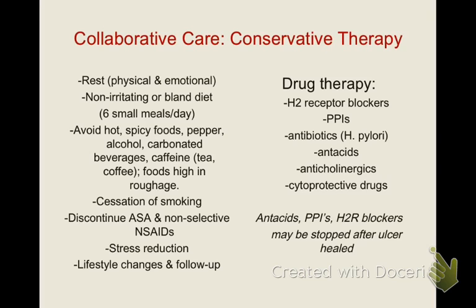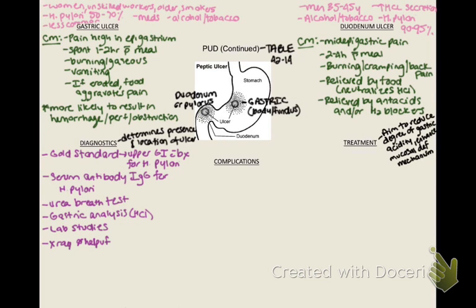So your collaborative care. Let's go over here. We want to reduce the degree of gastric acidity and enhance mucosal defense mechanisms. We want rest and decreased physical and emotional stress. Six small meals a day, non-irritating or bland. We want to avoid alcohol, caffeine, and foods that are high in roughage and hard to digest. No smoking. No aspirin or NSAIDs.